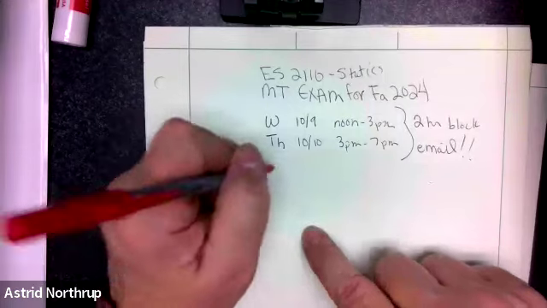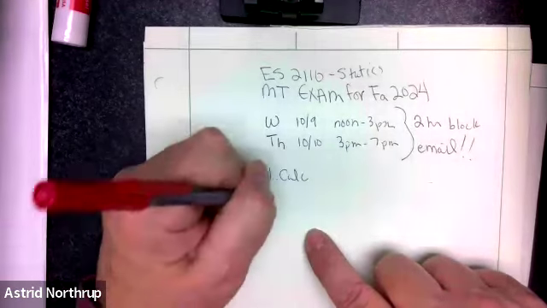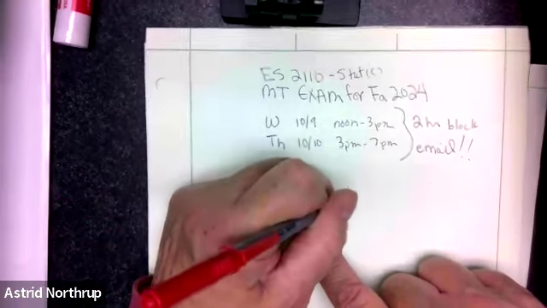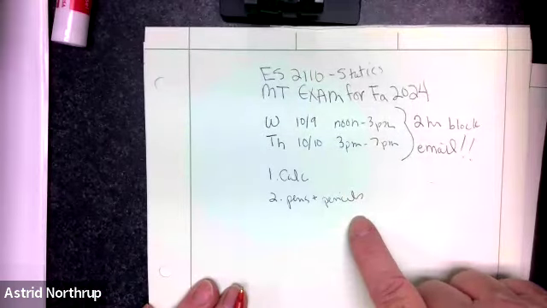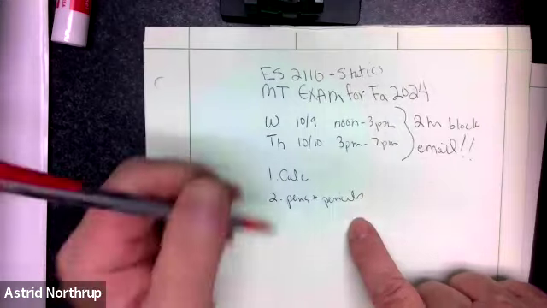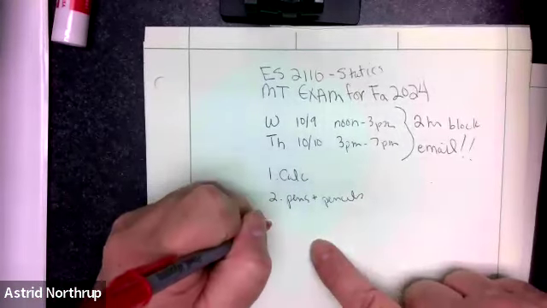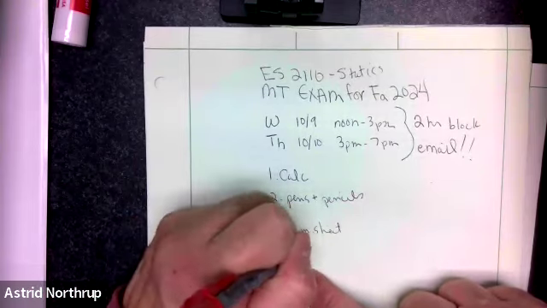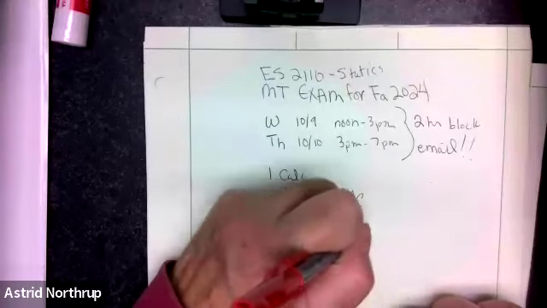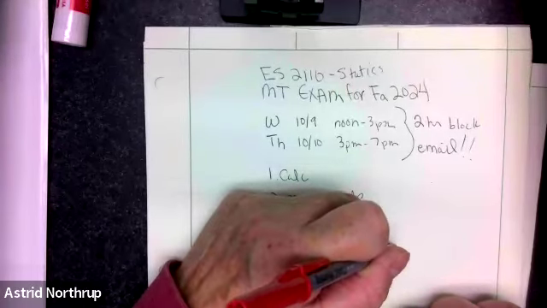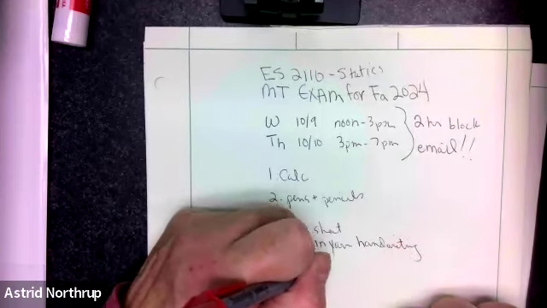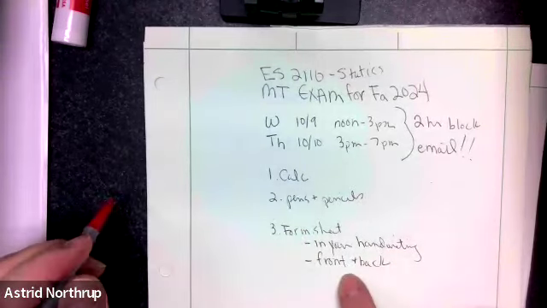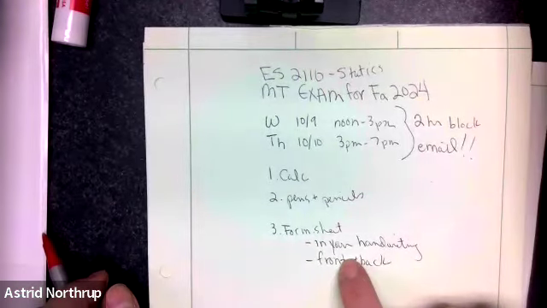Now, you can bring a calculator, pens and pencils. You can bring engineering comp paper, but I'll provide that for you if you don't bring it. And then you can have a formula sheet. The formula sheet is in your handwriting, front and back. You can have anything on it that you want, but the big thing is there's nothing photocopied.